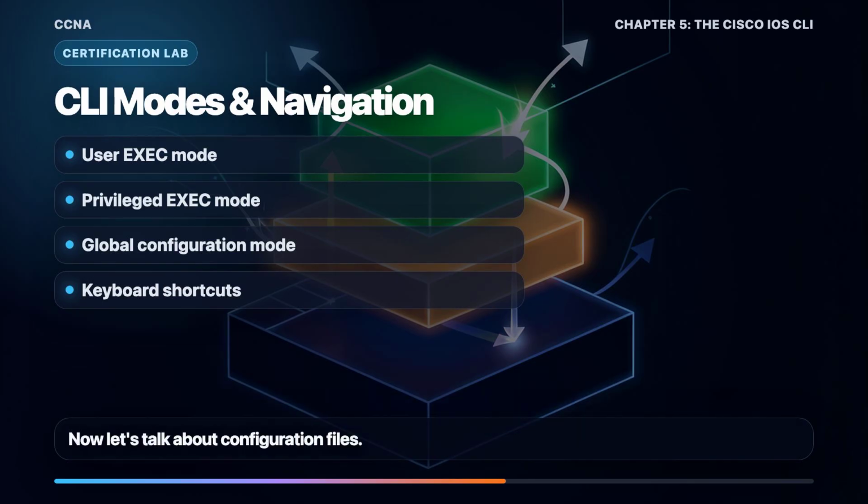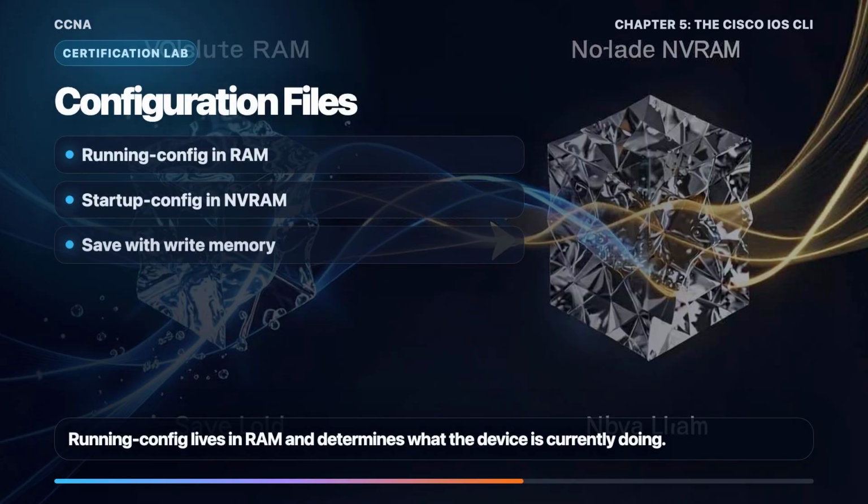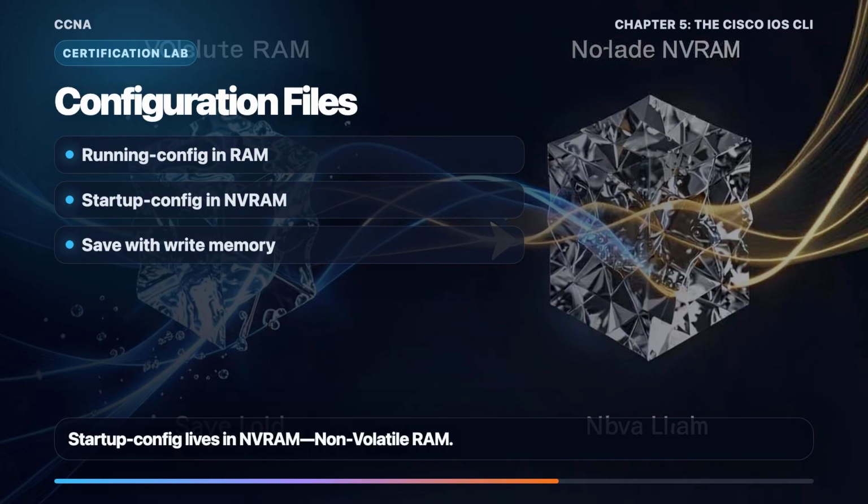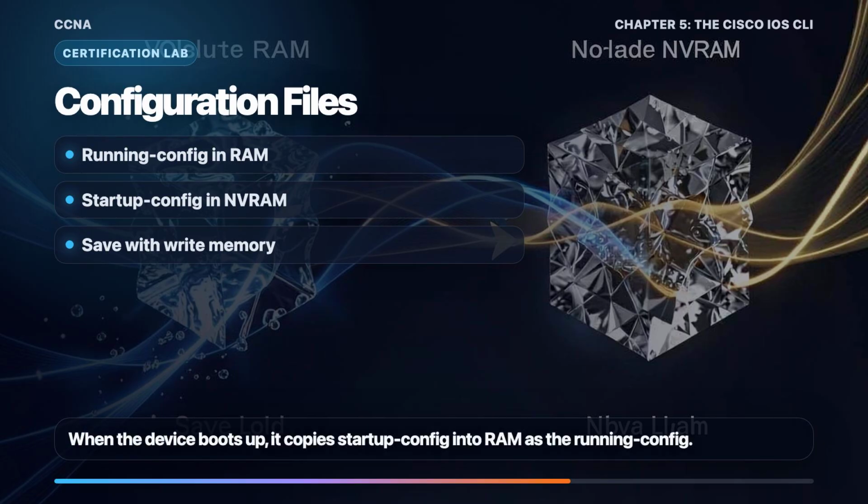Now let's talk about configuration files. Cisco IOS has two, running config and startup config. Running config lives in RAM and determines what the device is currently doing. Every command you type in config mode modifies the running config. But RAM is volatile. When you power off or restart, it's gone. Startup config lives in NVRAM, non-volatile RAM. It survives reboots. When the device boots up, it copies startup config into RAM as the running config. So if you make changes and don't save them, they disappear on reboot.